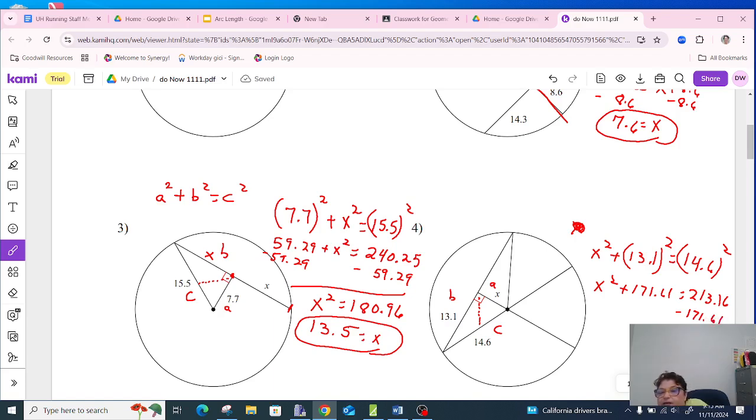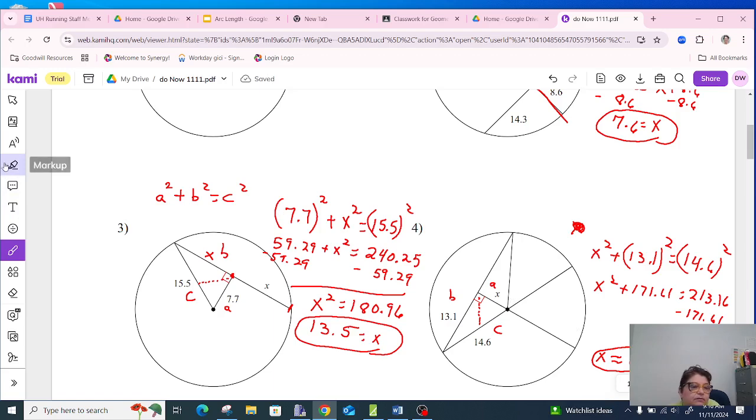What was it? 41.55, and then take the square root. X is equal to 6.4, 6.45, which I'd round to about 5. Yeah. So 6 point, I got 6.445, so 6.4. Oh, it should be 0.4.